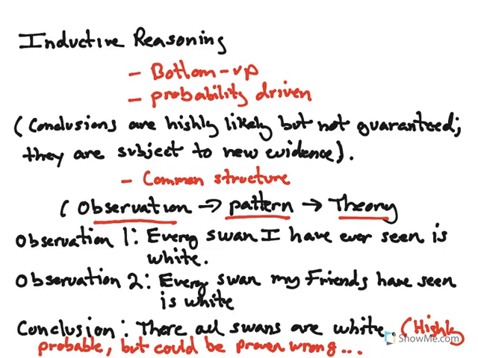An example of this, where we have to be really careful with inductive reasoning, is this: let's say we had observation 1, every swan I have ever seen is white. Observation 2, every swan my friends have seen is white. Therefore the conclusion must be that all swans are white. It's highly probable, but it could be proven wrong if a black swan were discovered. So that theory holds true unless we observe a different color swan. So it's probability driven, but not certain, like deductive reasoning is.